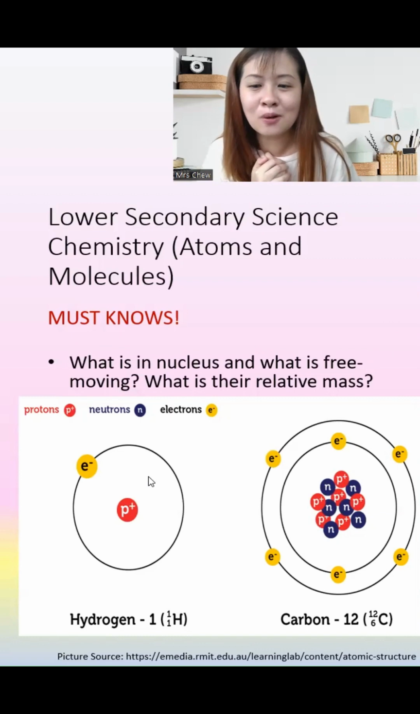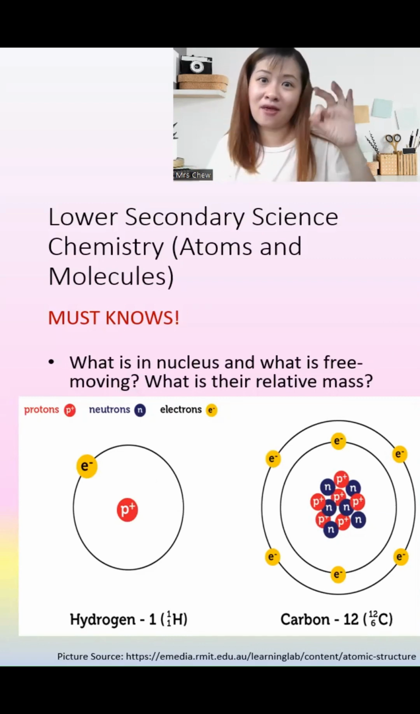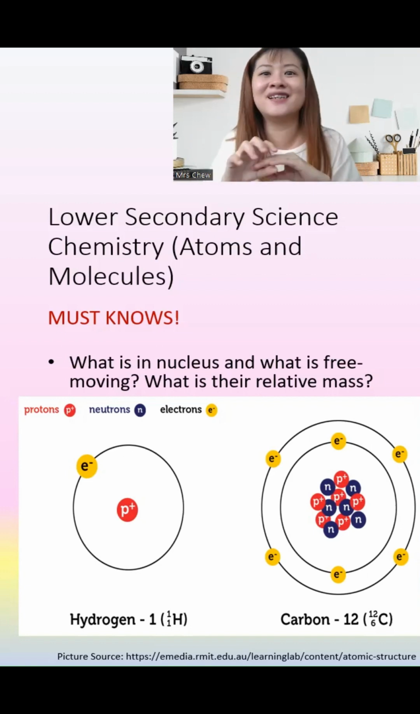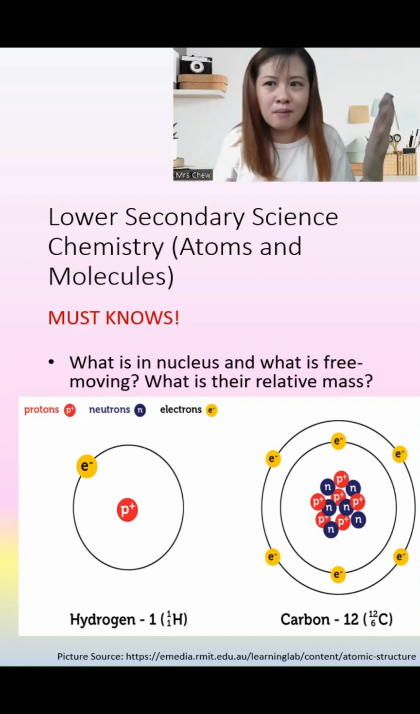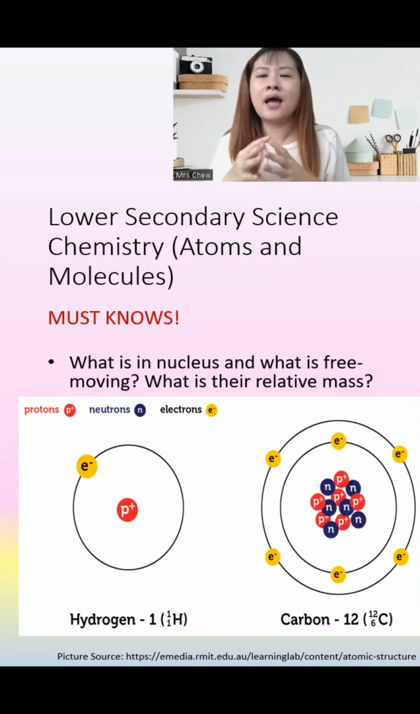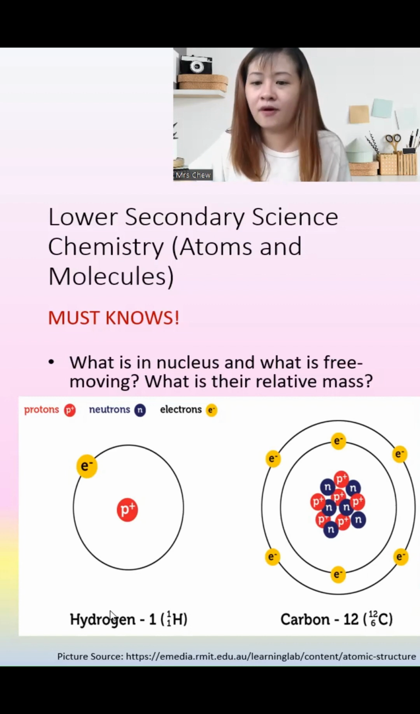You also must know what is in the nucleus and what is free moving. So there are 3 subatomic particles: the protons, the neutrons, and the electrons. The electrons are in the electron shell, are free moving, and are lost and gained during chemical reactions. And the protons and neutrons are in the nucleus. So let us take a look at hydrogen. I have 1 here, meaning I have 1 proton. See, 1 proton in the nucleus.